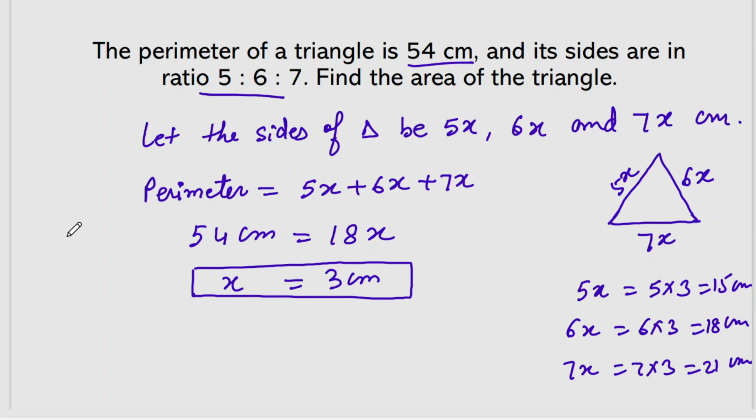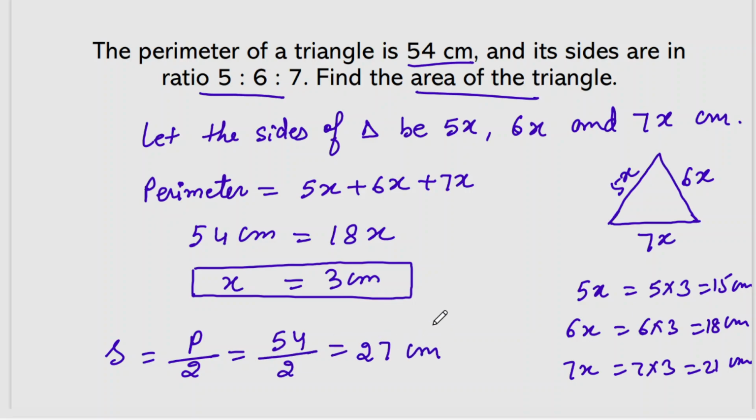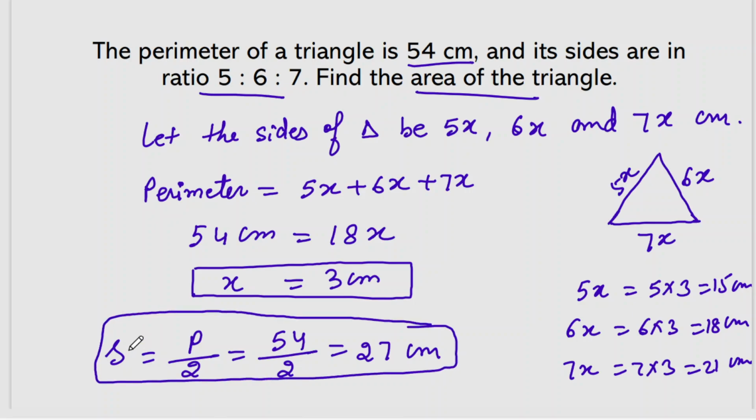Okay, since we know the perimeter, we are going to find the area of the triangle, right? So we know the semi-perimeter. Semi-perimeter is nothing but half of the perimeter. So it is 54 divided by 2, that is 27 centimeter. Now I'm going to use this to find the area of the triangle.